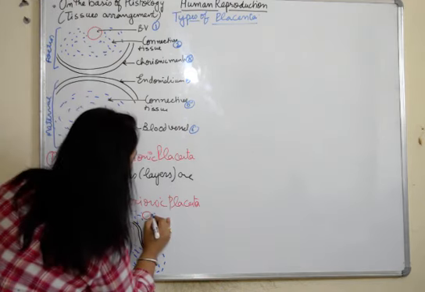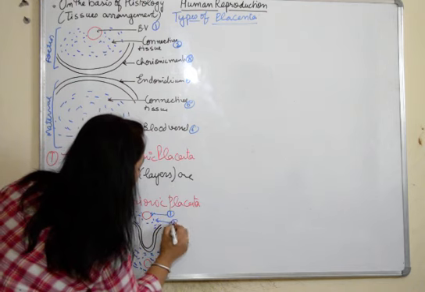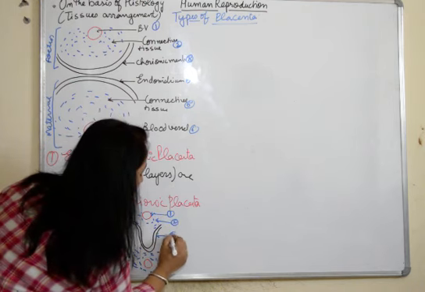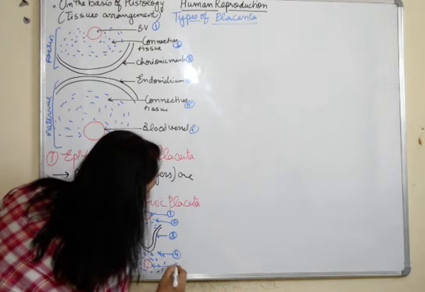So how many layers? Count them. First layer, that is the blood vessels. Second layer, that's the connective tissue. Third layer, that is the chorionic villi. Fourth layer, that is the connective tissue. And fifth layer, that is the blood vessel.